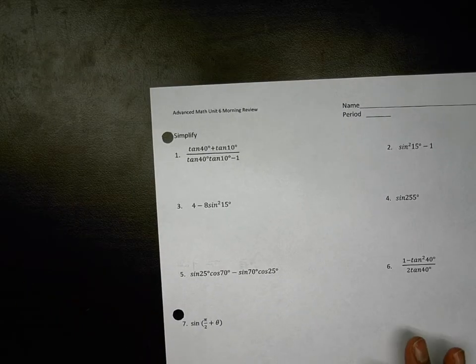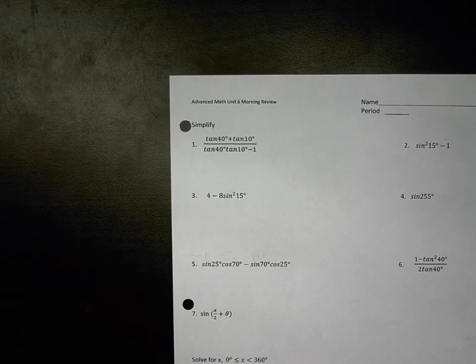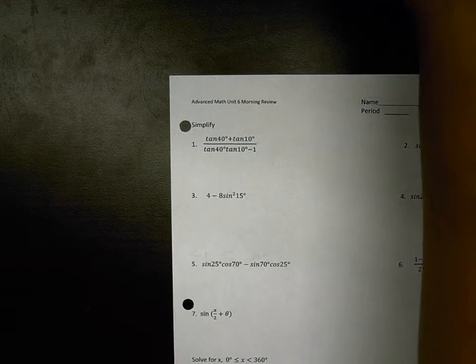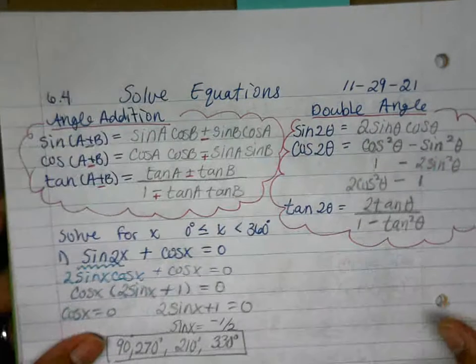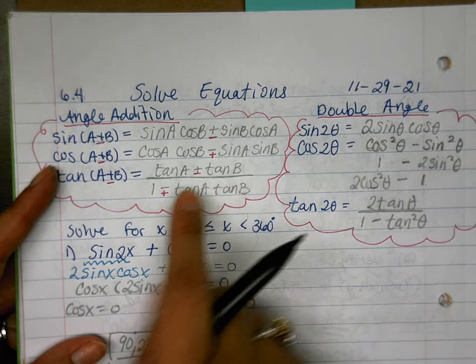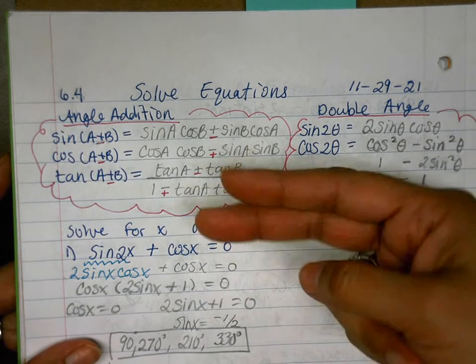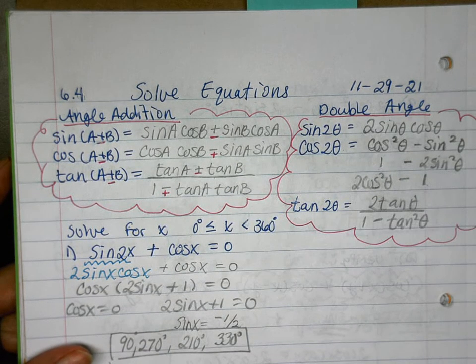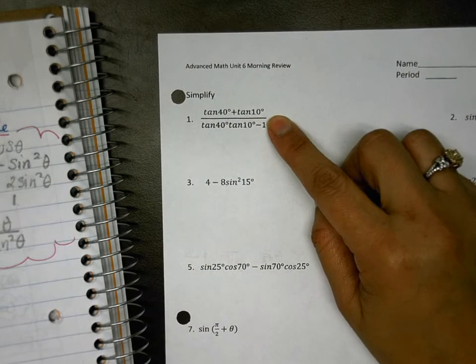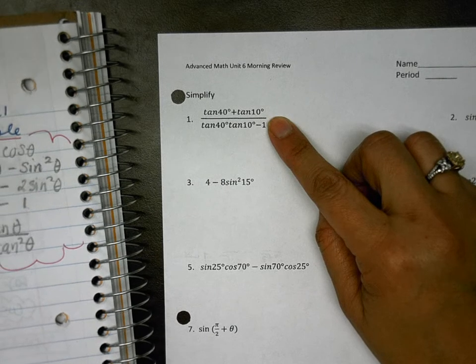First one, looking at your formula sheet, you can first tell that it is a tangent formula. And because you see the tangent 40 plus tangent 10, you can tell it's this one here. Whenever you're working with tangent, you check to see if it's flipped on the fraction, because if it's flipped on the fraction, it becomes cotangent. Is this one flipped on the fraction? Thumbs up or thumbs down? Okay, it's not flipped on the fraction.